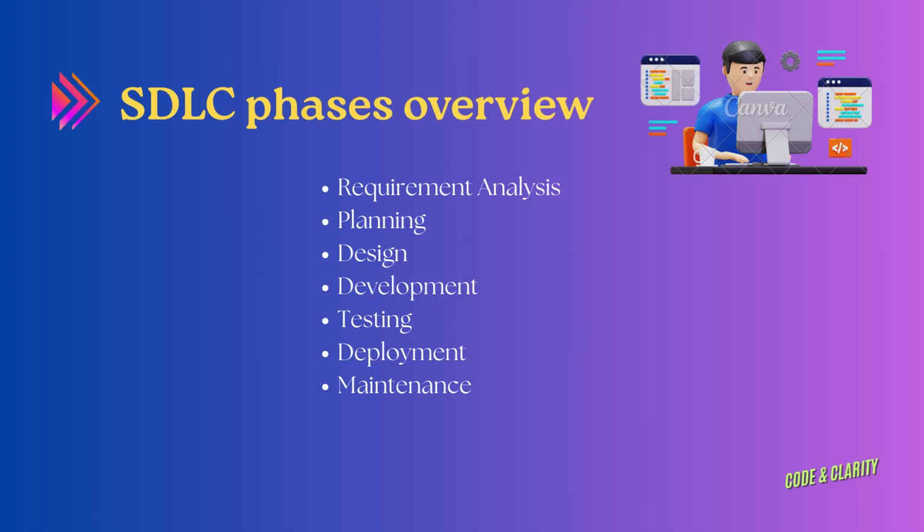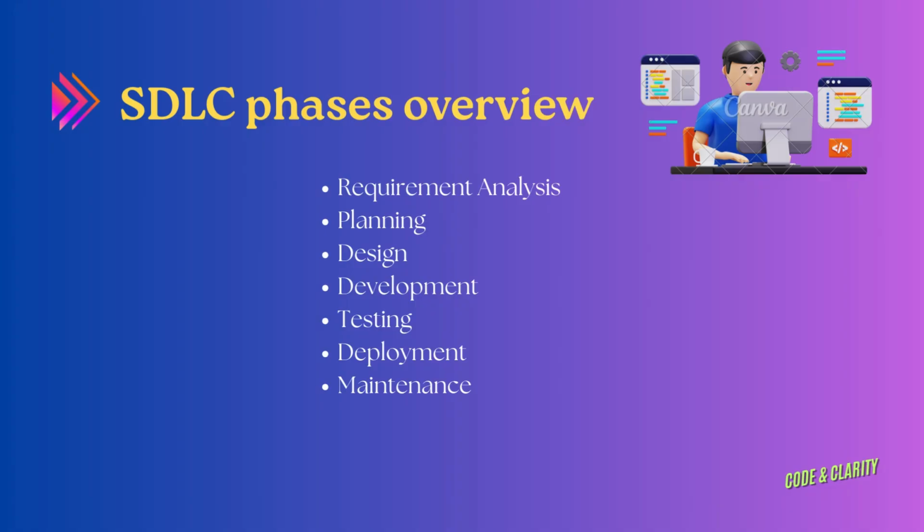Now the phases of SDLC. SDLC is divided into 7 important phases. Keep the phases in mind always: requirement analysis, then planning, then design, then development, then testing, then deployment, and at last maintenance. Each phase has a specific purpose and one phase depends on the previous one. So skipping any phase can create serious problems later.